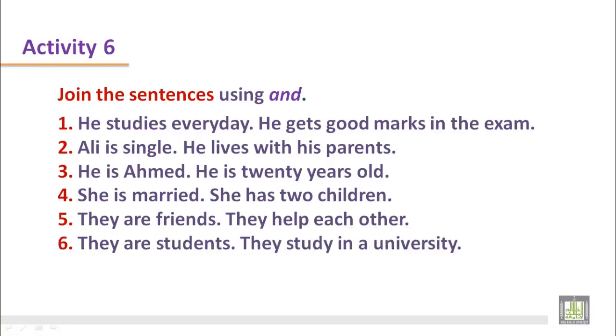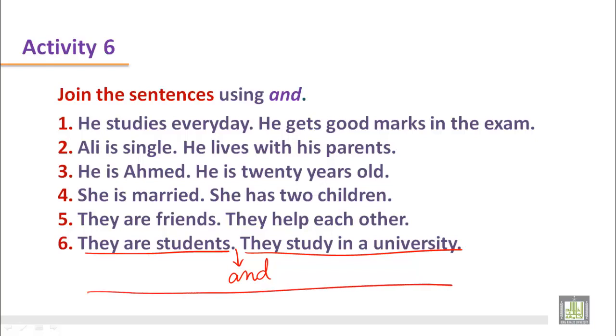They are students. They study in a university. Again, these two sentences have a similar idea and we put and in between. They are students and they study in a university. But remember, when we finish the full sentence like this, then we have to put a full stop here every time for every sentence because it is a complete sentence after joining with and.